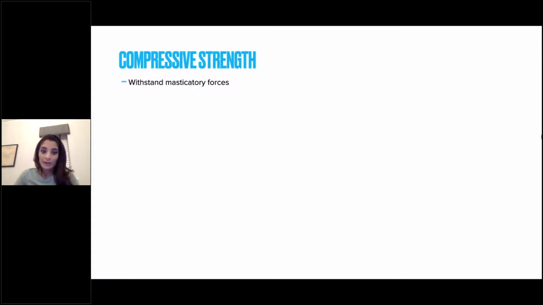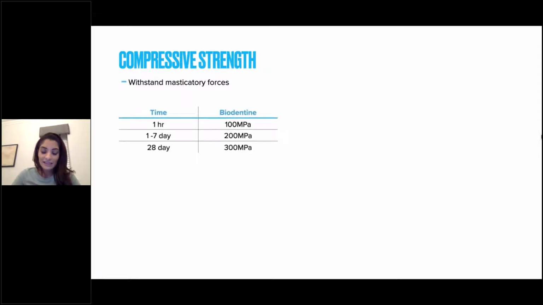Also, the compressive strength of biodentine is pretty impressive. This is really important for a material that we're using to replace a bulk of dentine, because obviously when we're biting on the tooth, we don't want something that's weak underneath. But like the seal, it takes some time to develop. After about an hour, the compressive strength of biodentine is about 100 MPa. After the next 1 to 7 days, that doubles to 200 MPa. And after a month, it's about 300 MPa, which is very similar to natural dentine, which is 297 MPa. So it can be used in a bulk placement to replace dentine.